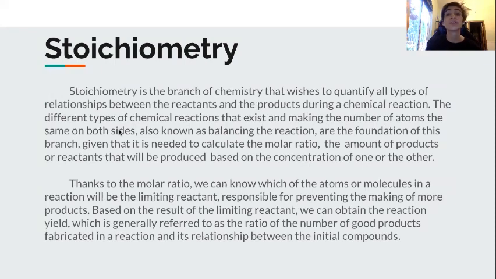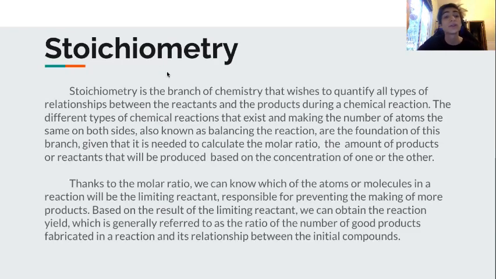Stoichiometry is a branch that wishes to quantify all the types of relationships between the reactants and the products. The different types of chemical reactions that exist, and making the number of atoms the same on both sides, also known as balancing the reaction, are the foundations of this branch, given that it is needed to calculate the molar ratio, the amount of product or reactant that will be produced based on the concentration of one or the other.